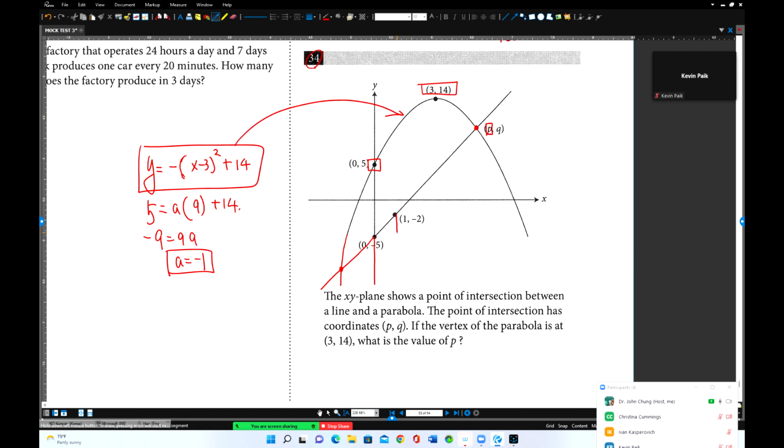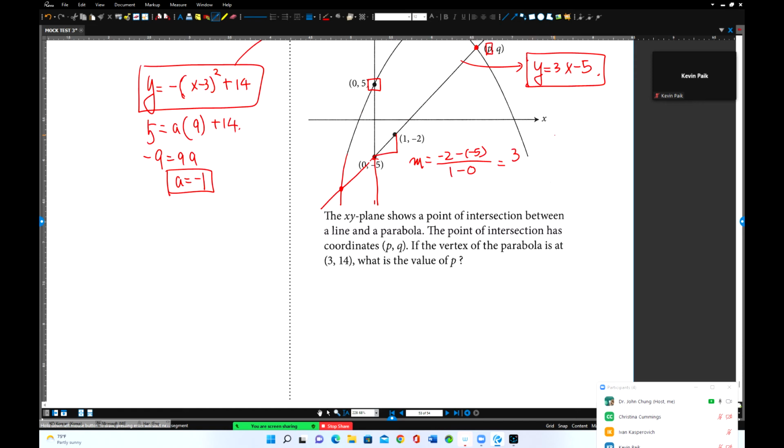We have another 2 points already, and the y-intercept is negative 5. Can you find the slope over here? Negative 2 minus negative 5, that is y2 minus y1 over x2 minus x1. That is 3, isn't it? The slope is 3, and negative 5 is the y-intercept. The equation of this linear is y equals 3x minus 5. Using this one, we can find the intersections now. There's no other way.